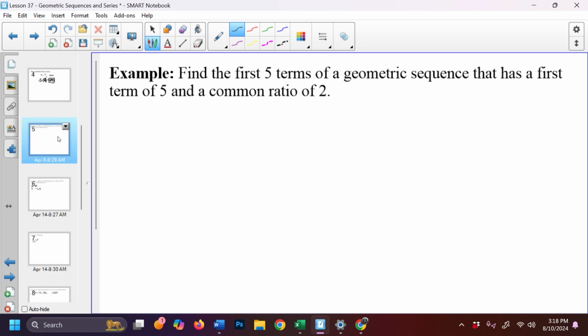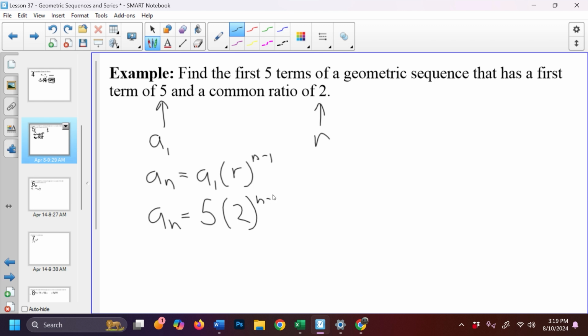All right, next example. It says find the first 5 terms of a geometric sequence that has a first term of 5 and a common ratio of 2. Well, they tell us that this first term is a sub 1, and this is my common ratio. So I'm going to use that formula that we were given for the general form of a geometric sequence, and we'll say a sub n is equal to a sub 1 times r to the n minus 1. So in this case, a sub n is going to equal 5 times 2 to the n minus 1. And that is the formula for the first 5 terms of a geometric sequence.